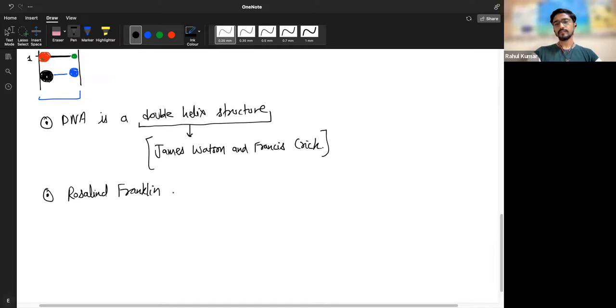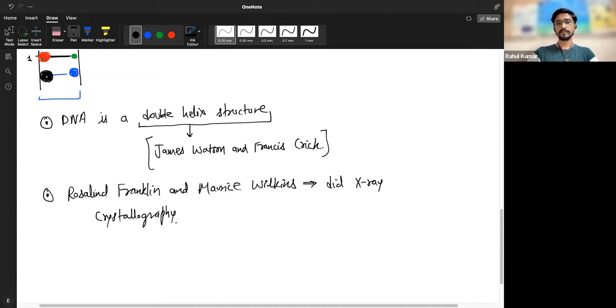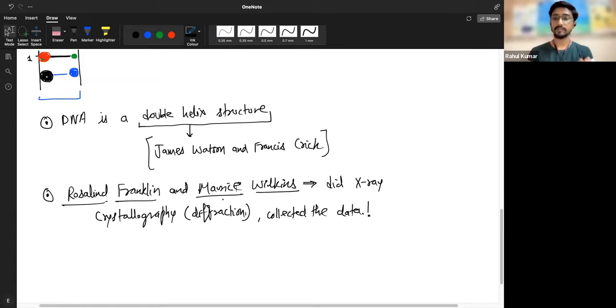You must have heard of the name Rosalind Franklin. Yes, sir. Rosalind Franklin, along with her apprentice Morris Wilkins, for the first time collected the data through X-ray crystallography, also known as X-ray diffraction. They collected the data but could not understand it. They should have been the actual persons to decode it because they had the data, but they could not make sense of it. They could not understand what kind of shape this data suggests.